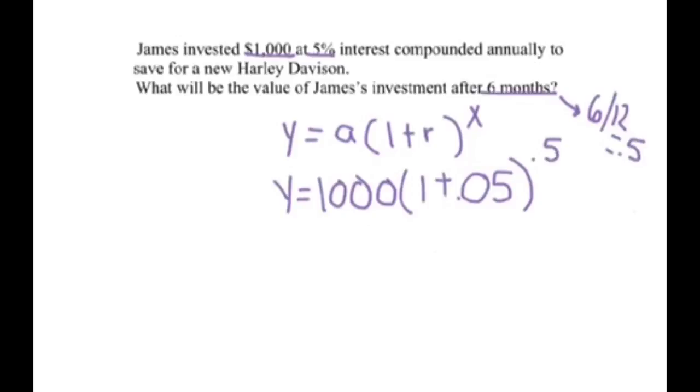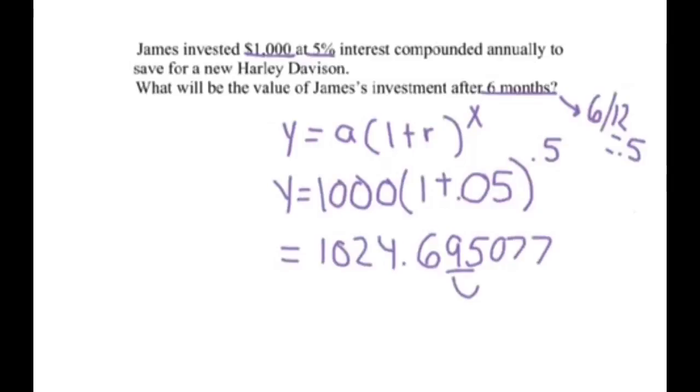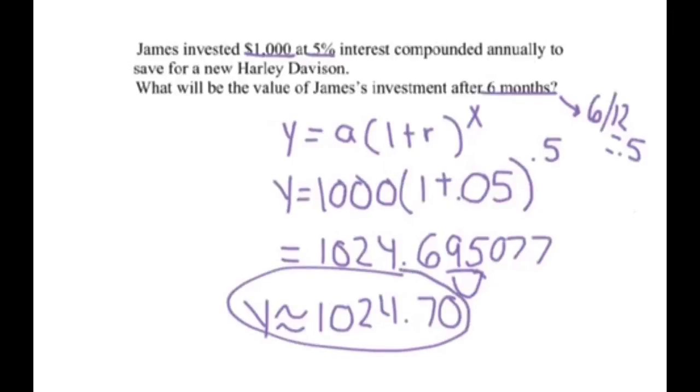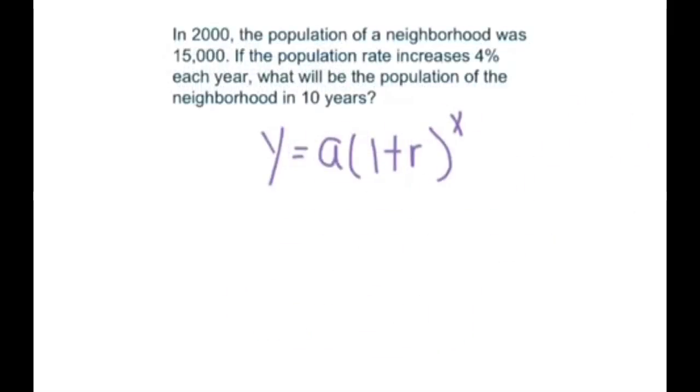You would plug it in your calculator and get this crazy number. You would round this, and since it's 5 or above, you give it a shove. So it equals about 1,024.70. And that's your final answer. So that's Jay's investment after 6 months. Use our formula.